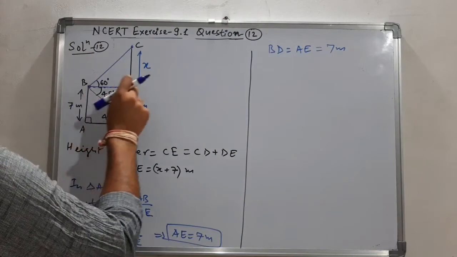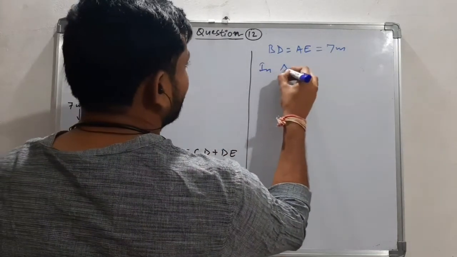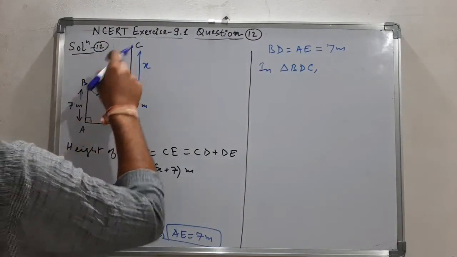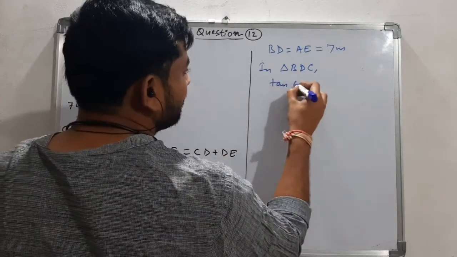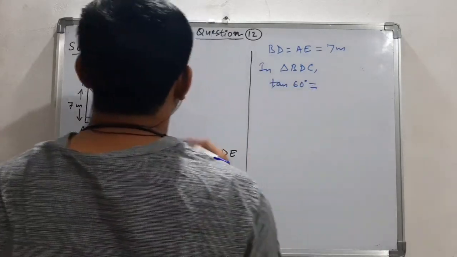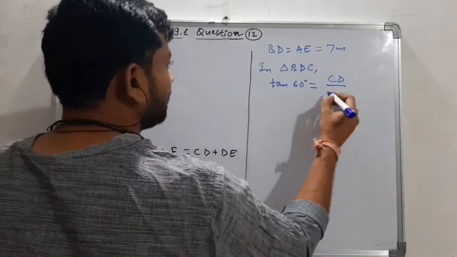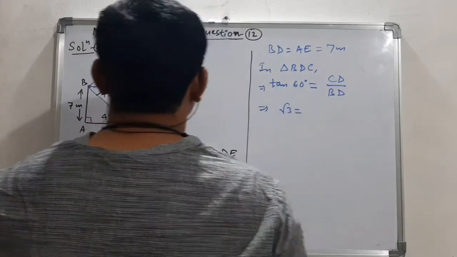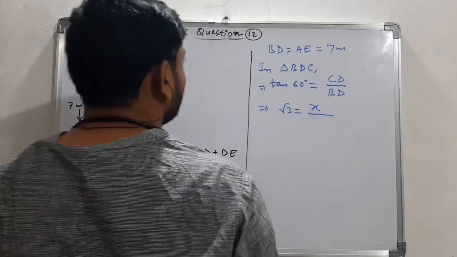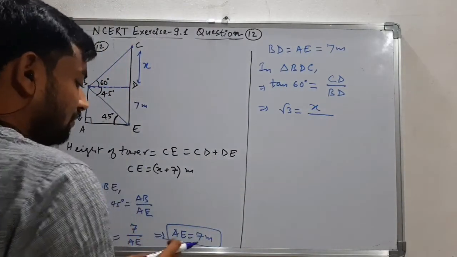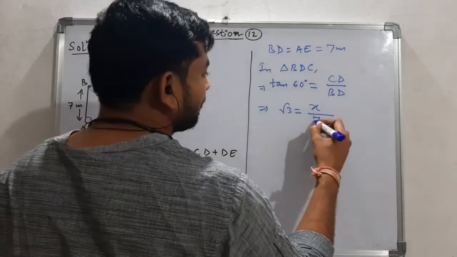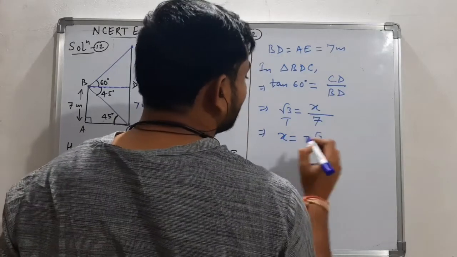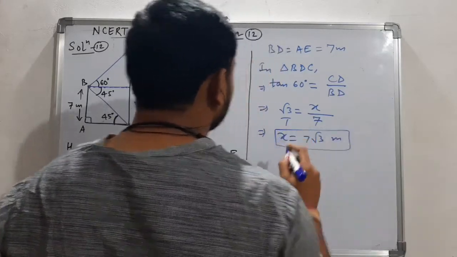Now let us consider this triangle BDC. So in triangle BDC, the angle of elevation here from this point B to C is 60 degree. So tan 60 here I am taking is equals to perpendicular is CD and the base is BD, CD upon BD. So the value of tan 60 here is root 3. The CD we have assumed as x and the BD distance we have calculated from the first part, that is AE is equals to BD, that is 7. So from here, if we cross multiply this, the value of x is coming out to be 7 root 3 meters.